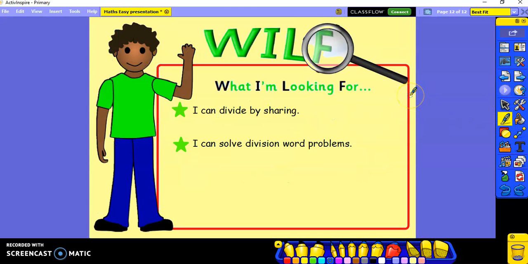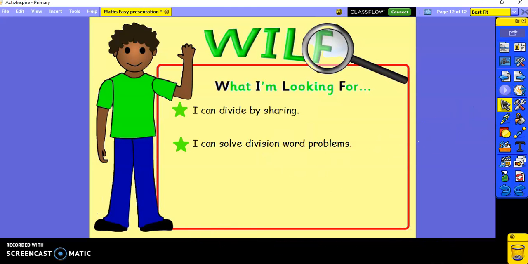So today, what am I looking for in your work? I'd like to see that I can divide by sharing. Now that could be drawing or sharing hoops. It could be using resources and things at home to physically share them out on the table. Maybe you could take some photos of how you worked it out. And I can solve some division word problems. So you're going to have some number sentences and some word problems to solve. Now, if you're doing the word problems, could you tell me what the number sentence is? So good luck with today's maths, and I hope that you are really, really successful.